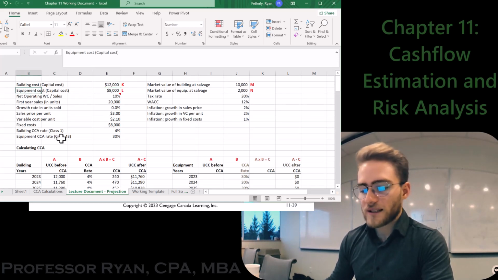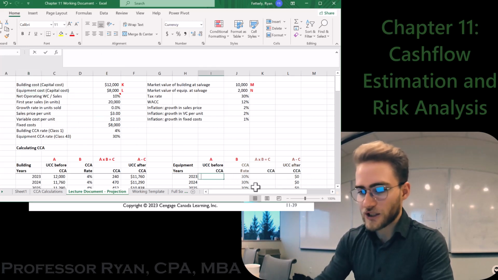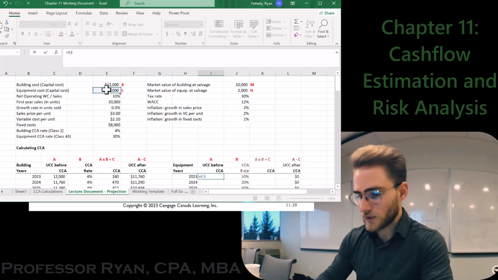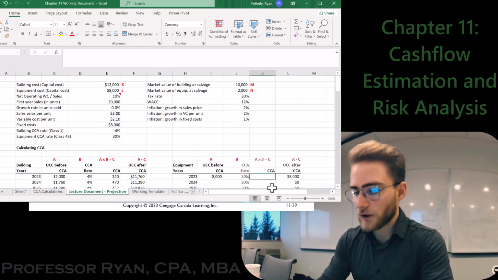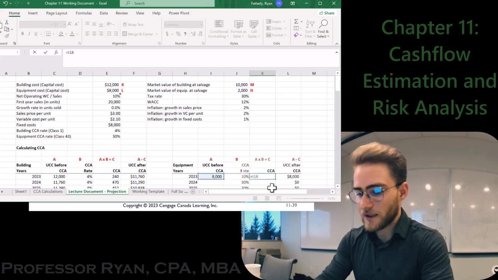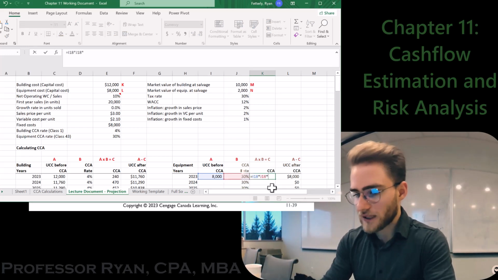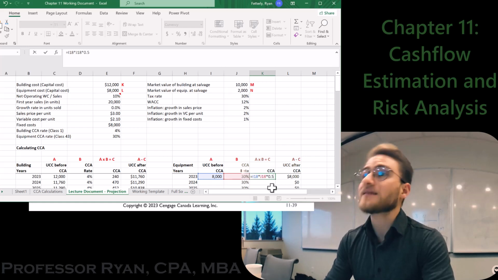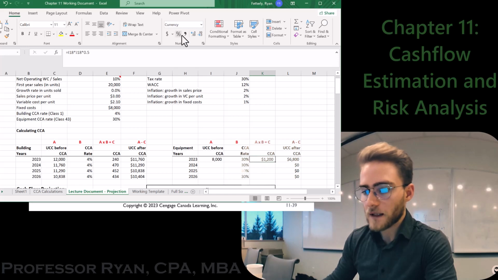We're also purchasing capital equipment, and this capital equipment is getting amortized at 30%. The initial acquisition is $8 million, which is up here. I'm going to save myself the headache now and properly format it. Because they're factoring in the half-year rule, I have to multiply this $8 million by 30%, but then I also have to multiply it by 0.5 because it's the first year, the half-year rule.